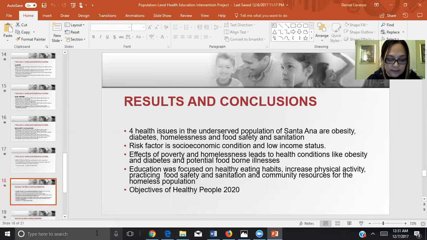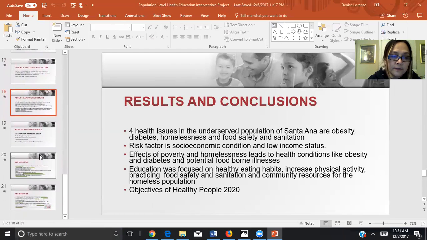Education was focused on healthy eating habits, physical activity, practicing food safety, sanitation, and community resources for the homeless population. The objectives of this education workshop were developed with objectives of Healthy People 2020 in mind and will be the long-term goals of this project.